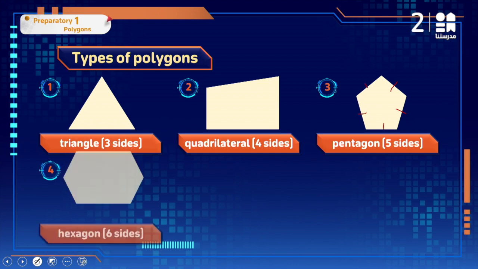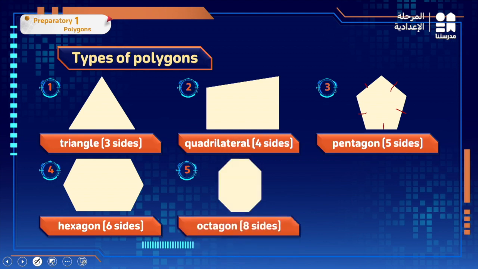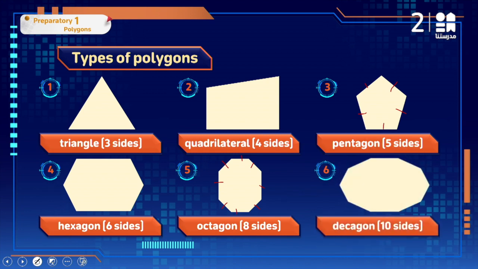Then, number 4, hexagon. From its name and the letter X, a hexagon has 6 sides. Okay, keep that in mind. Number 5, octagon, it has 8 sides. Also, you can count them: 1, 2, 3, 4, 5, 6, 7, 8. Then, number 6, decagon, it has 10 sides. So, these are the most common types of polygons.